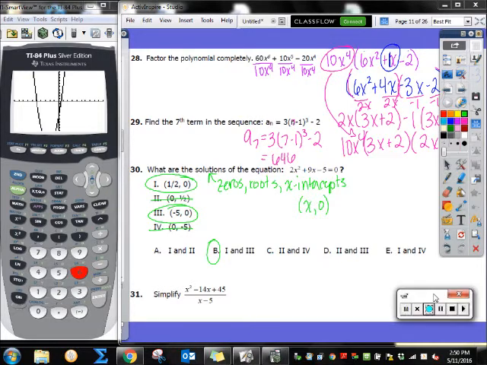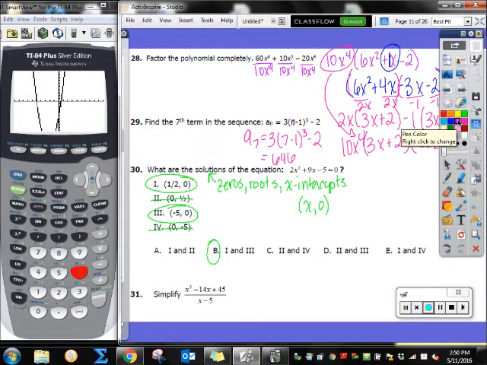For 31, we have to divide those, and hopefully you recognize that if you have a trinomial on top, you've got to break that apart somehow. So we are going to factor.